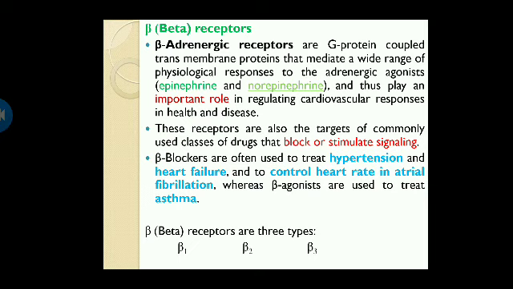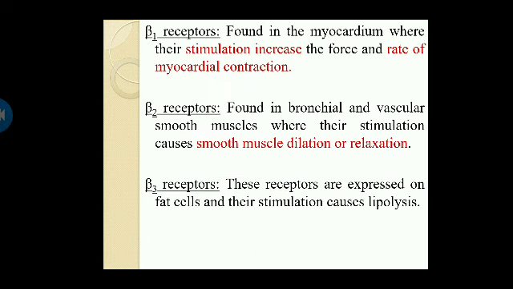Next, coming to the main classification, beta receptors are subdivided into three types: beta 1, beta 2, and beta 3 receptors. Beta 1 receptors are found in the myocardium, that means heart muscles, where their stimulation increases the force and the rate of myocardial contraction.